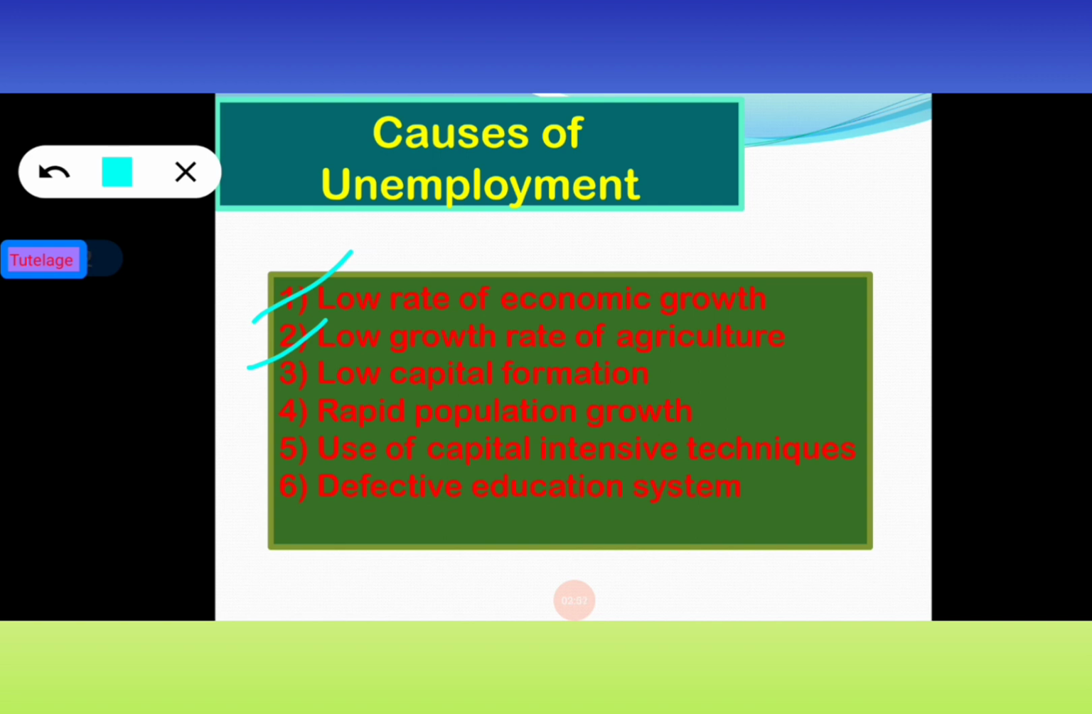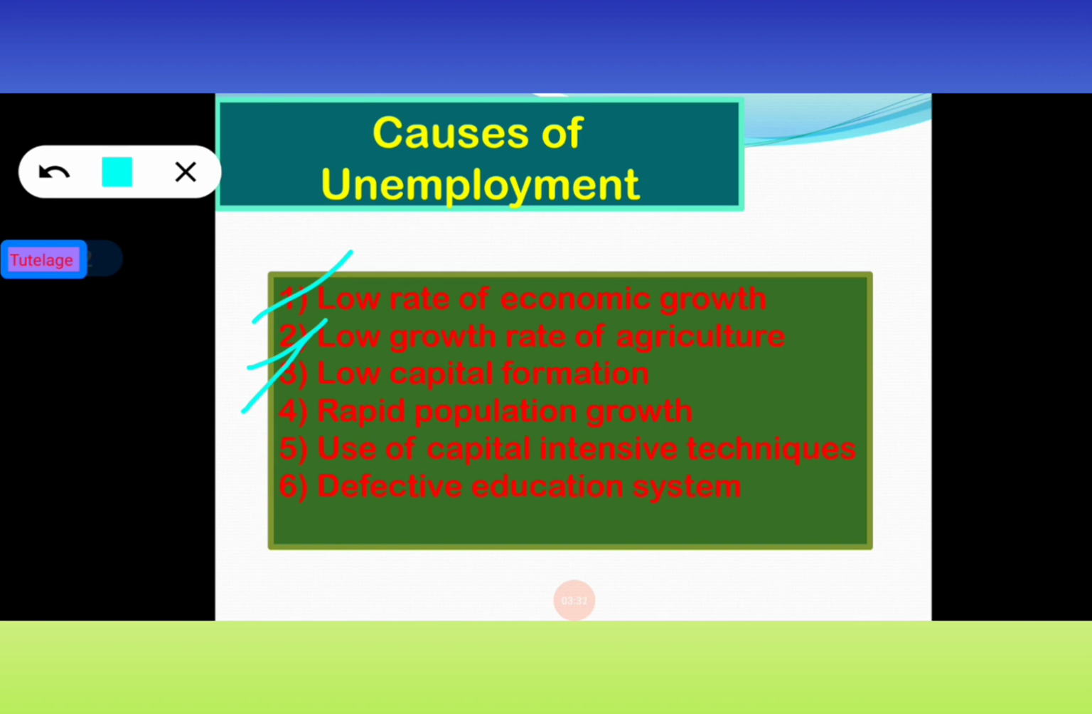As a consequence, agriculture has provided low productivity employment avenues. Lack of multiple cropping and excessive pressure of the population on land have added to the problem of seasonal and disguised unemployment in the agricultural sector. So that's why it is one of the most important causes of unemployment, that is low growth rate of agriculture. Now going to the third point, that is low capital formation.